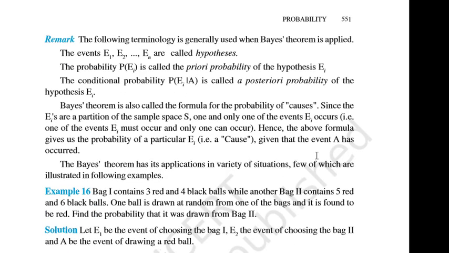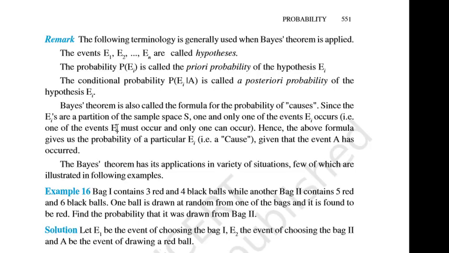The following terminologies are generally used when Bayes theorem is applied. So what are the different terms we use? This is not that important for you all, but keep it in mind, the theory part. Nowadays multiple choice questions are coming, so in those questions they can ask something related to this.